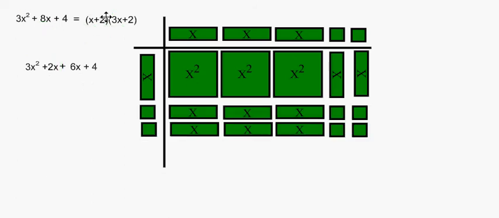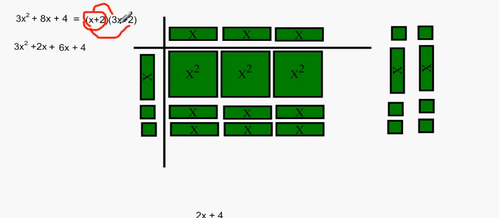Now some students say, well, does it have to be in that order? Can it be in the other order? And you say, no, it doesn't make any difference. So let's show that. Some students would say, well, if I took the x plus 2 and multiplied that by the 3x, and the whole x plus 2 and multiplied that by 2, would it still work? Yes, it will. So let's cut that diagram up and move things around a little bit.